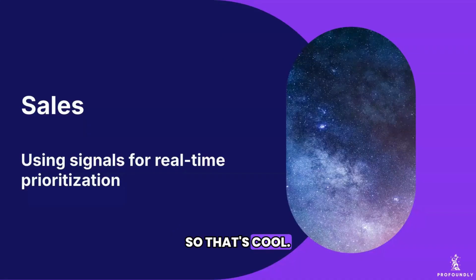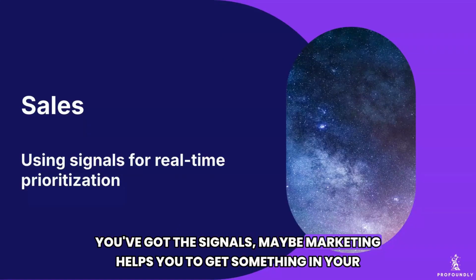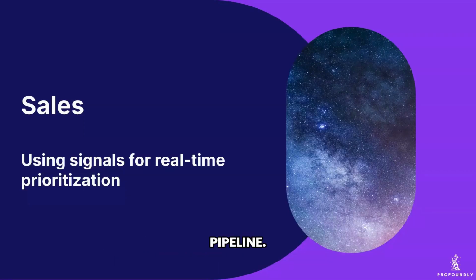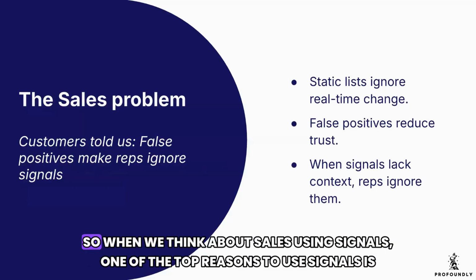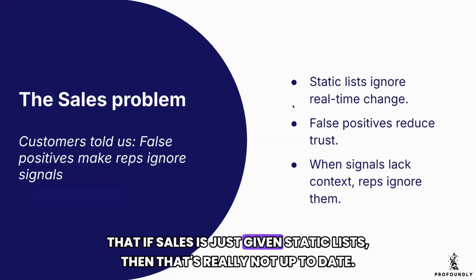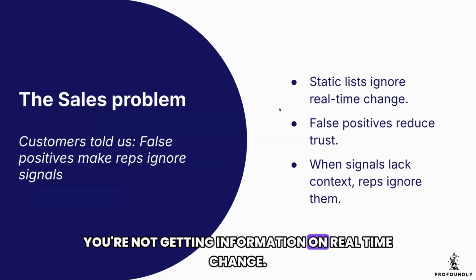So that's cool. So you've got the signals. Maybe marketing helped you to get something in your pipeline. Operations is helping the reps see it, but now the reps need to do something with it. So when we think about sales using signals, one of the top reasons to use signals is that if sales is just given static lists, then that's really not up to date. You're not getting information on real-time change.